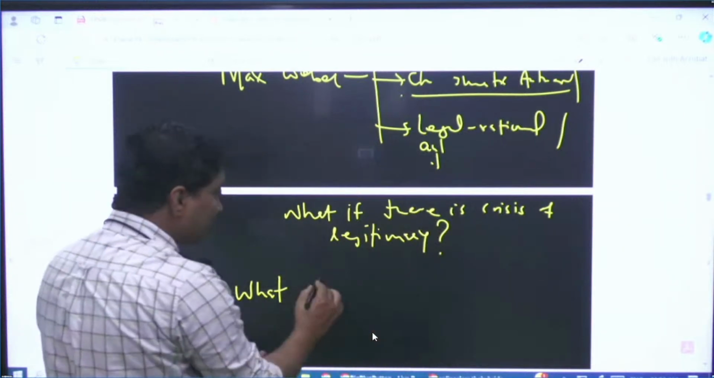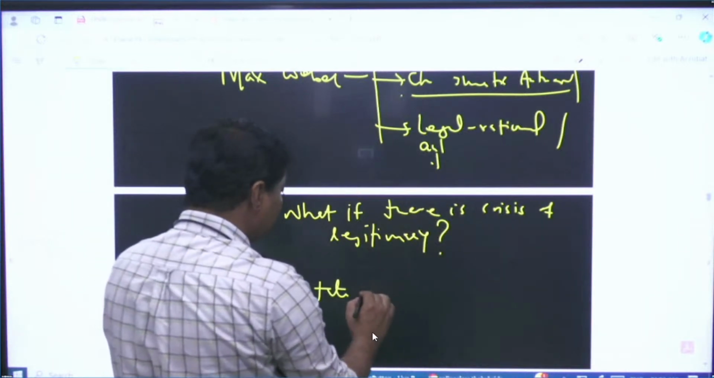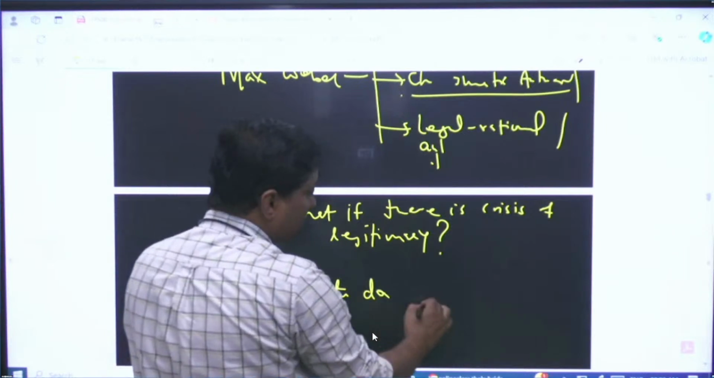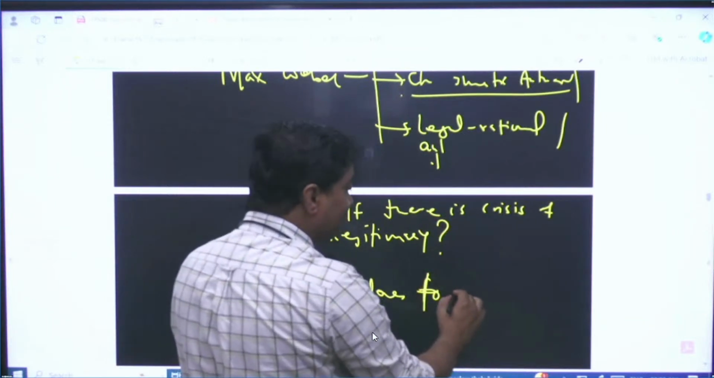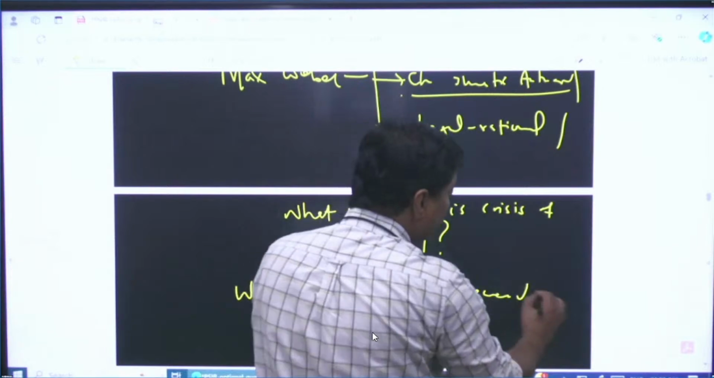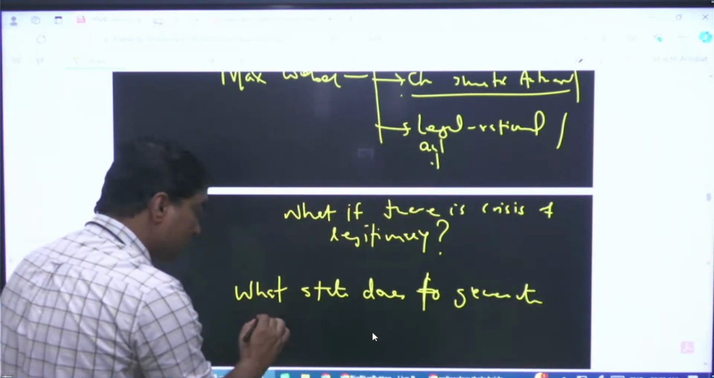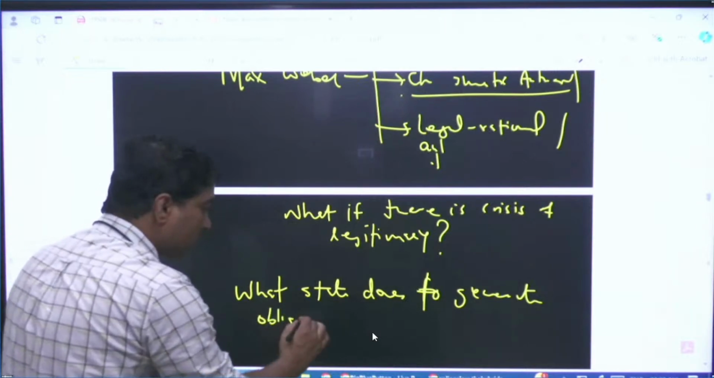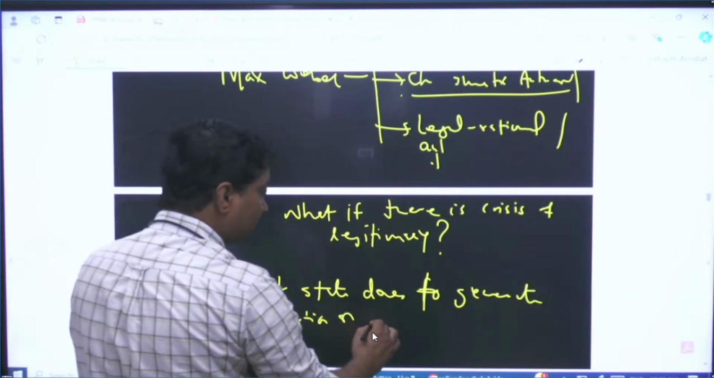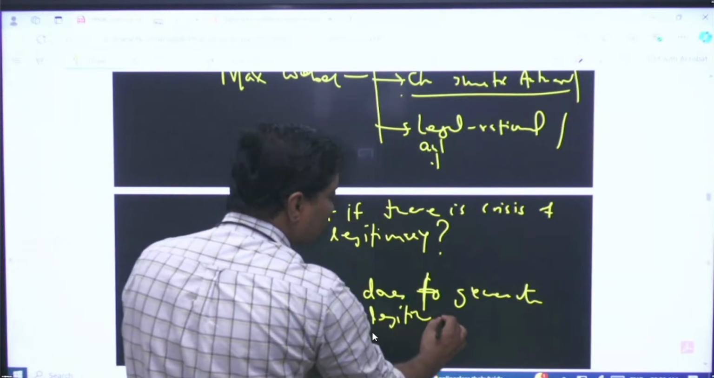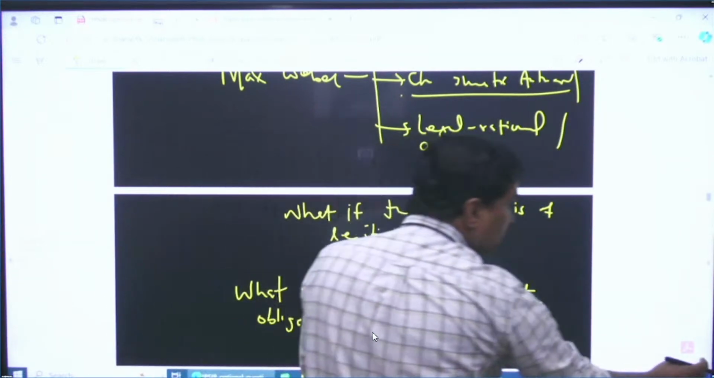So what does the state, the modern state, do to generate obligation or legitimacy, right? What does a state do?